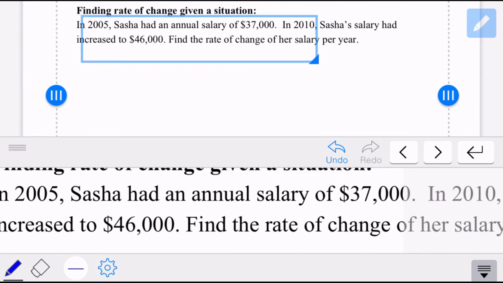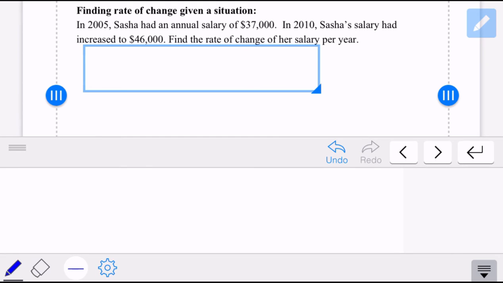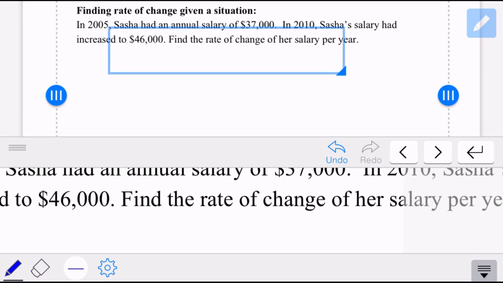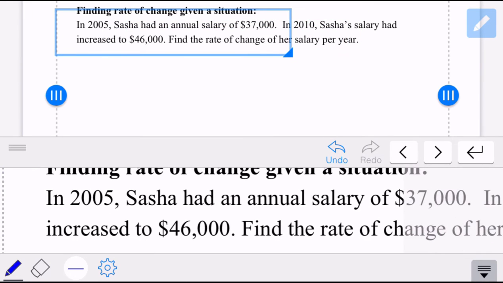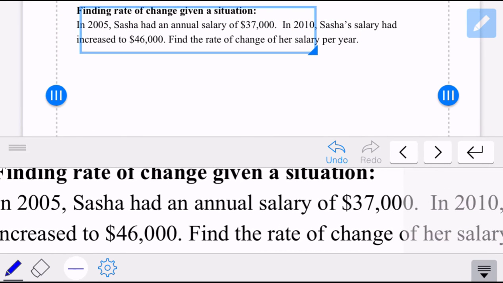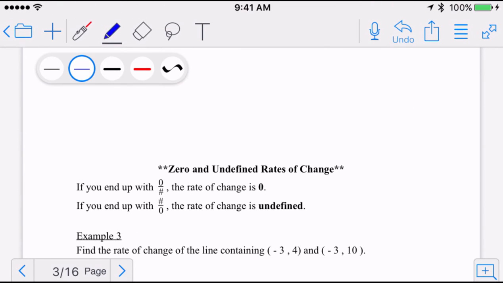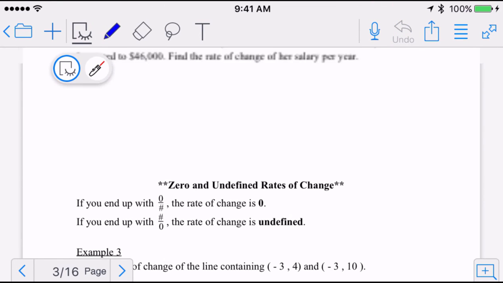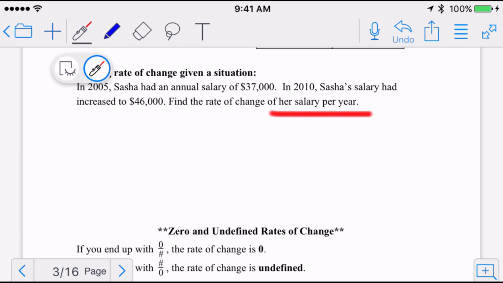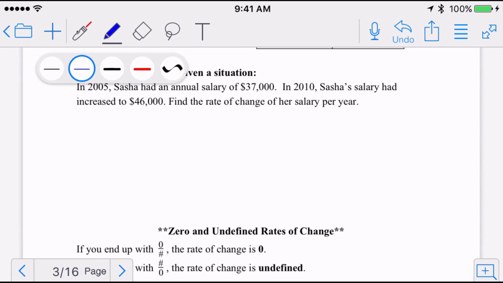All right, given a situation this time, so with your word problems, this would be what you need to do, okay? We've got Sasha. She's got an annual salary of $37,000 in 2005. And in 2010, she had a salary of $46,000. And we want to find the rate of change of her salary per year. So this is key here to pay attention to what it's saying. Salary per year. Remember, that means salary over years. So our salary is going to be the change in the output. So we're going to put that in.